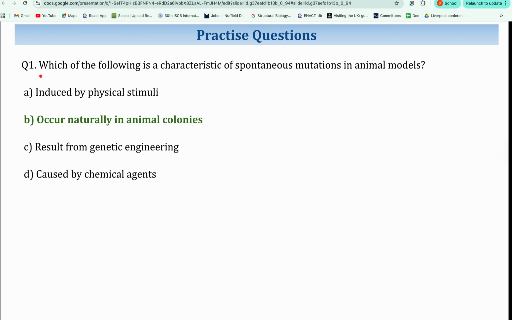Okay, so now first question is, which of the following is a characteristic of spontaneous mutations in animal models? Option A, induced by physical stimuli. Option B, occur naturally in animal colonies. Option C, result from genetic engineering. Option D, caused by chemical agents. So you need to tell what is the characteristic of spontaneous mutations in animal models. I'll give you some time and then we'll discuss the right answer.